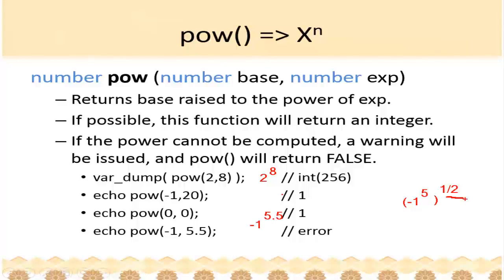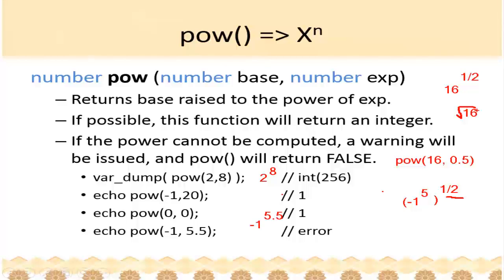How do you find the square root using this function? If you want to find the square root of 16, how do you find that? 16 to the power 0.5. So 0.5 means half. What is the meaning of saying half? It just means 16 to the power 1 by 2, or in other words, the square root of 16.